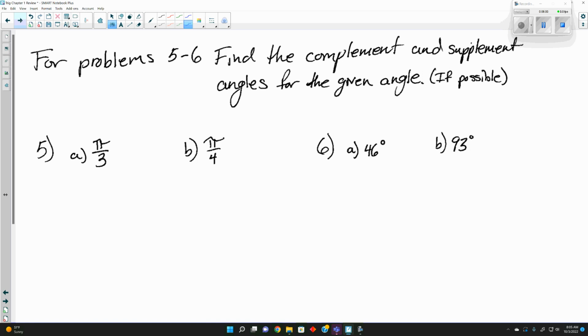All right, questions on 5 through 8. So complement, the two angles add up together to be 90 or pi over 2. Supplement is 180 or pi. So if we looked at pi over 3, well, to find the complement, we would subtract pi over 2 from pi over 3.